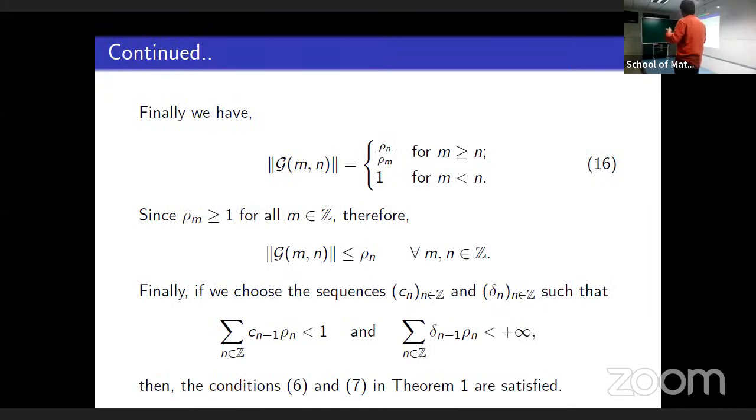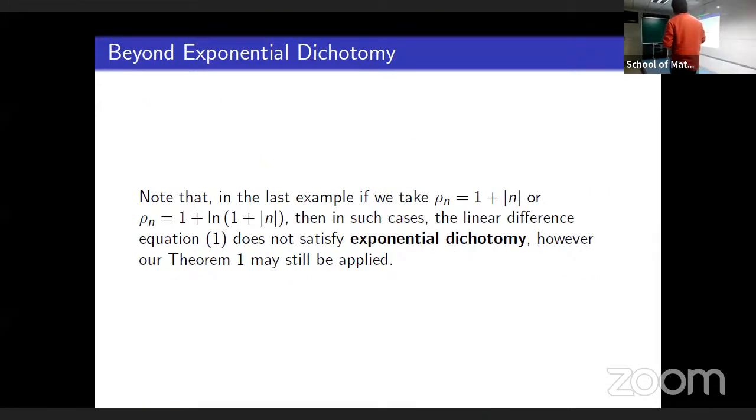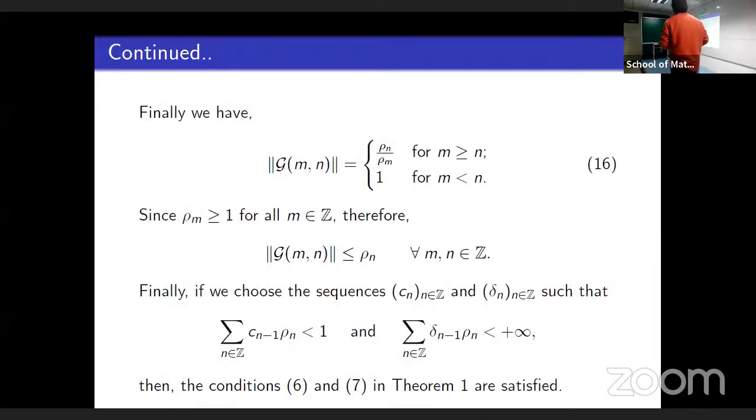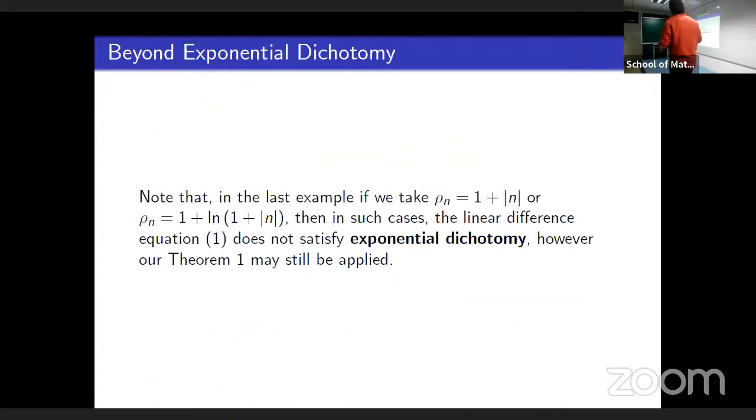However, as I discussed last night itself, it turns out that if we are taking rho n equal to 1 plus mod n, or 1 plus ln of 1 plus mod n, then it puts extra compulsion on these cn's and delta n minus 1 terms. So this is one thing. But apart from that, we go beyond the exponential dichotomy in these results.